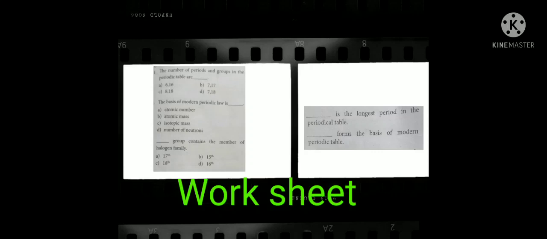What is the modern periodic table? It is highlighted here with black letters. You mark that. So this is one of the important 2-mark questions. The remaining you learn for objective type questions.